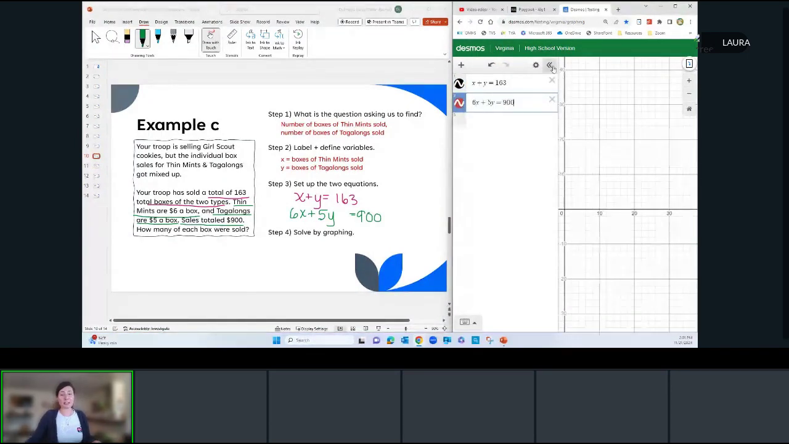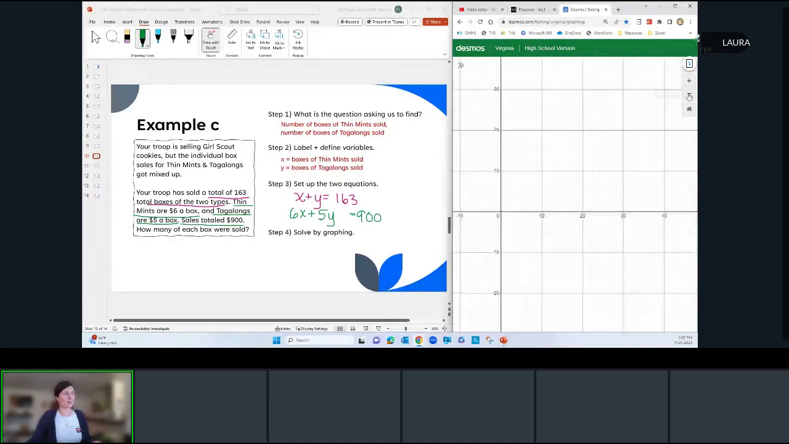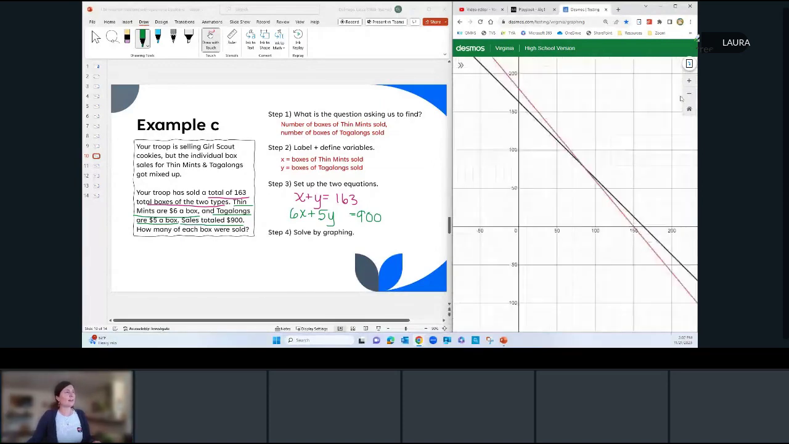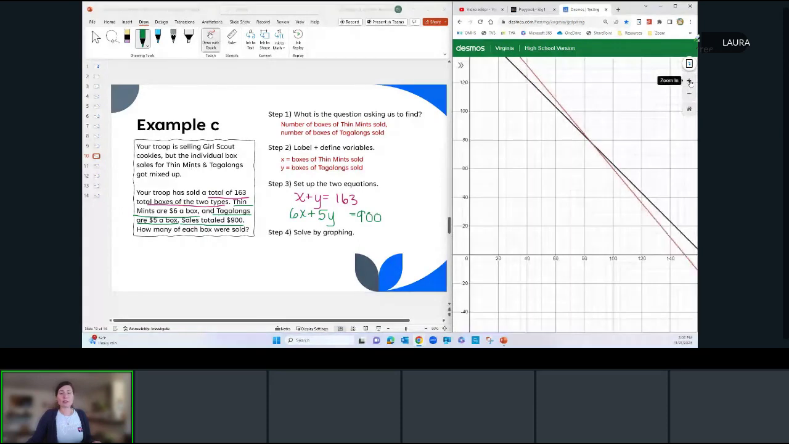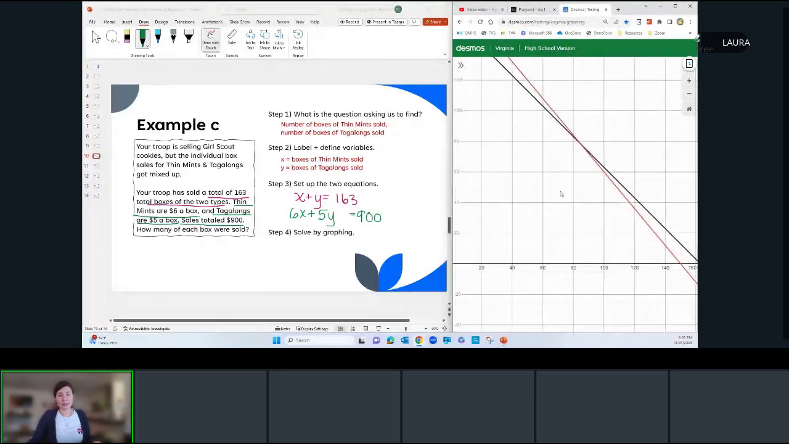Now these numbers are big, so we're probably going to have to zoom out quite a bit. We notice here that these two lines both have a negative slope. In our other examples, the lines looked more like an X, but these are going in the same direction, but that's okay. They still intersect. Desmos will automatically find that intersection point. We know that our answer has to be integer values because it's the number of boxes of something. So we couldn't get decimals here.